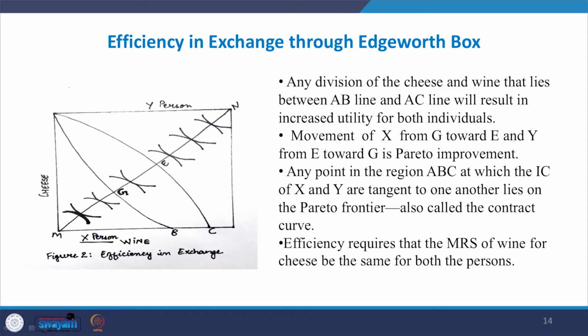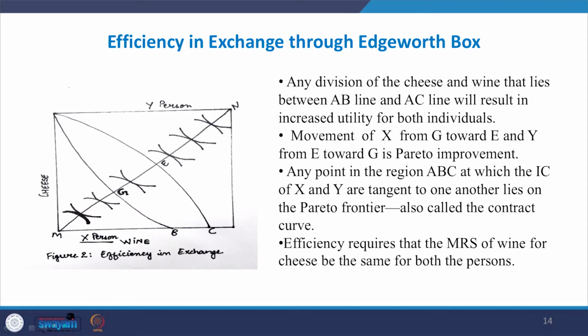And these two bigger indifference curves AC and AB show that there is a larger area where the utility of both the persons, if they exchange with each other, can be maximized.